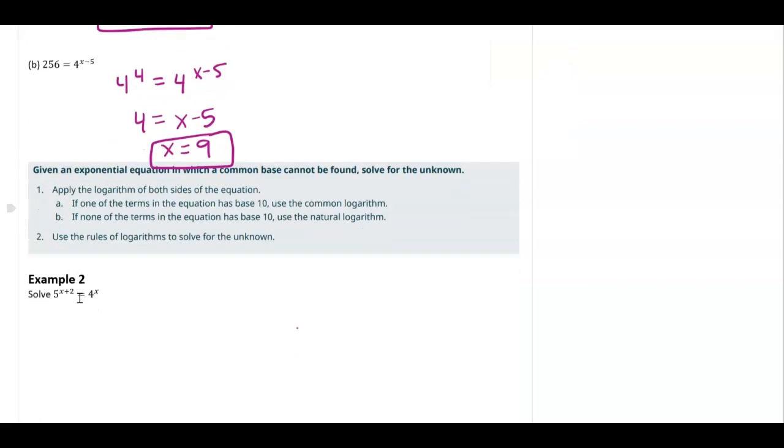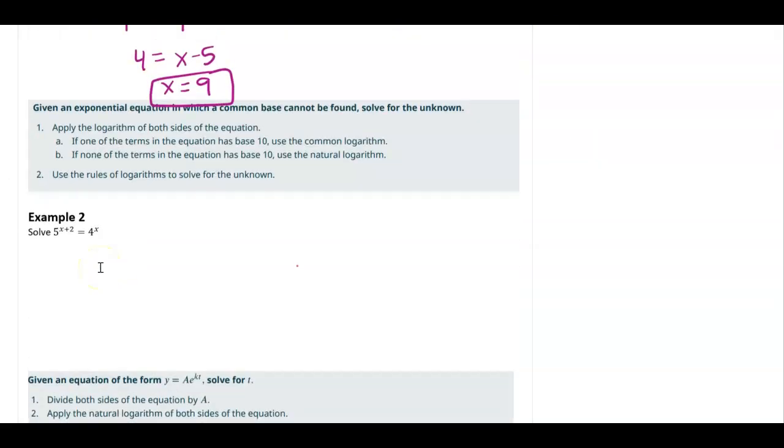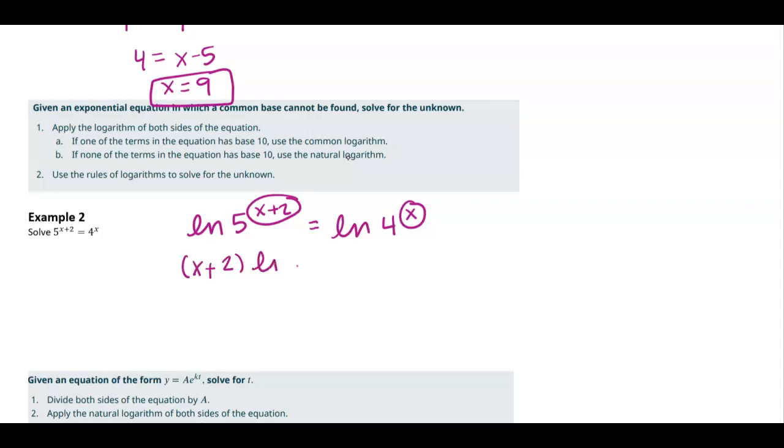There are going to be some examples in which you cannot find a common base. In that case, you should see if you can use a base 10. If not, then you can just use the natural log. So if we take the natural log of both sides, then we can bring these powers in front using log rules.